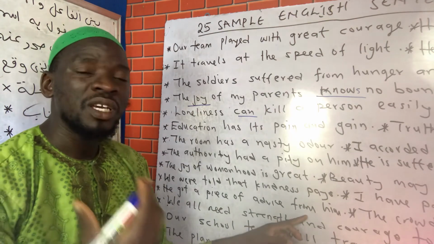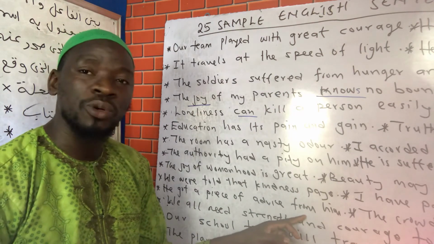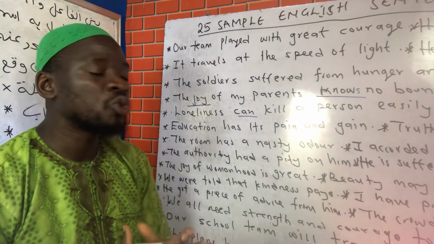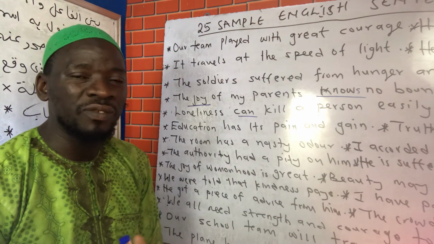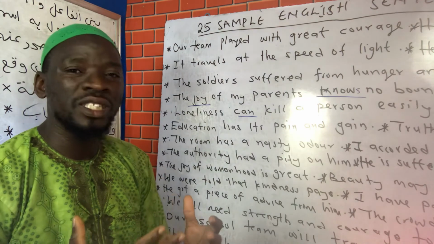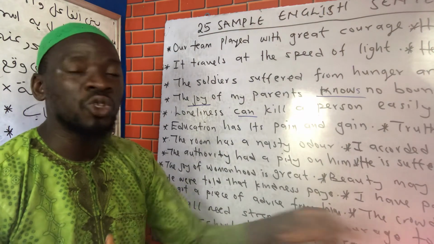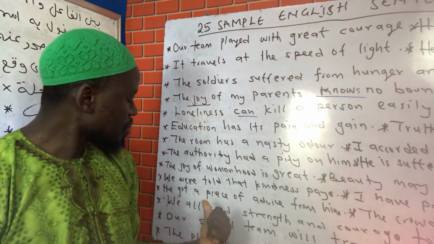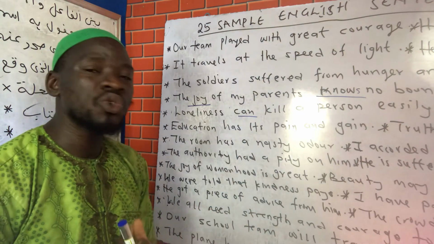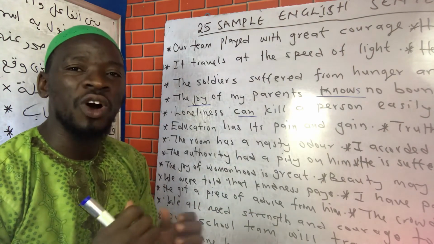Then from is the preposition. Then the crowd was large. So the word crowd is also a collective noun. Crowd is collective noun. So we say the crowd was large.